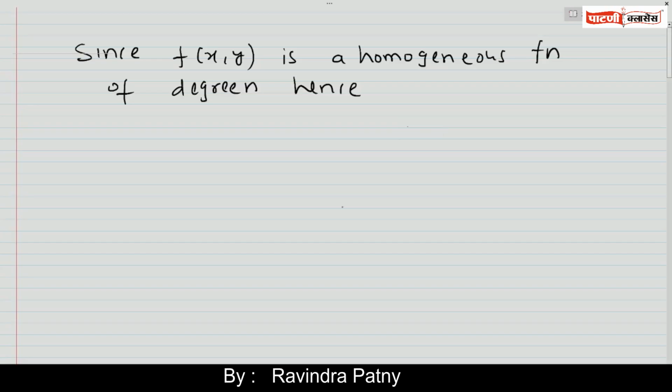Since f of x, y is a homogeneous function of degree n, hence f of x comma y can be written as x raised to n f of y upon x. Let us call it equation number 1. First, we will be differentiating partially with respect to x, and after that we will be differentiating partially with respect to y.